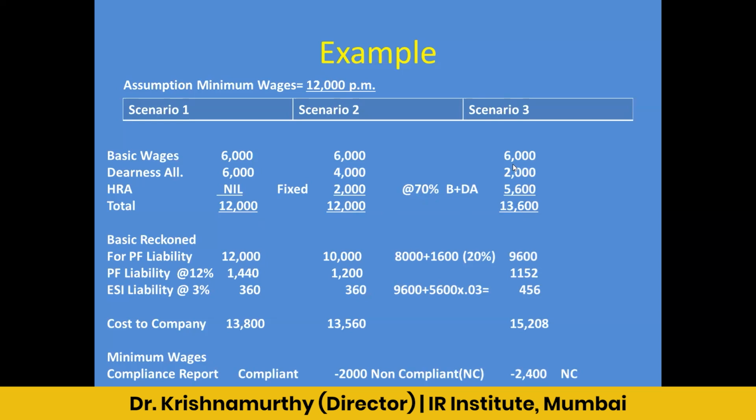Answer is no, because if you look at the wages that will be reckoned as per this act, 6,000 will be included, 2,000 will be included, and this 20% beyond 50% of the basic wages and DA, that is 8,000. So 4,000 would be the amount that would be there. 8,000 plus 1,600, 20% would be taken on. This will be considered as a wage, 9,600. And you have to pay 12,000. So you are short of that and you will have to pay. So in spite of the company having a cost to the company of 15,208, it is still not compliant.